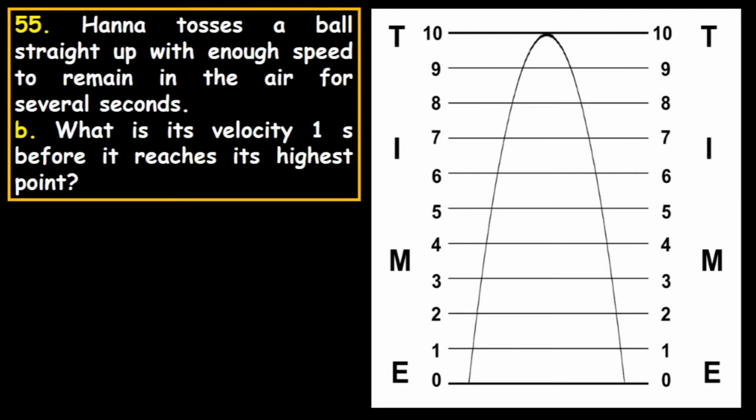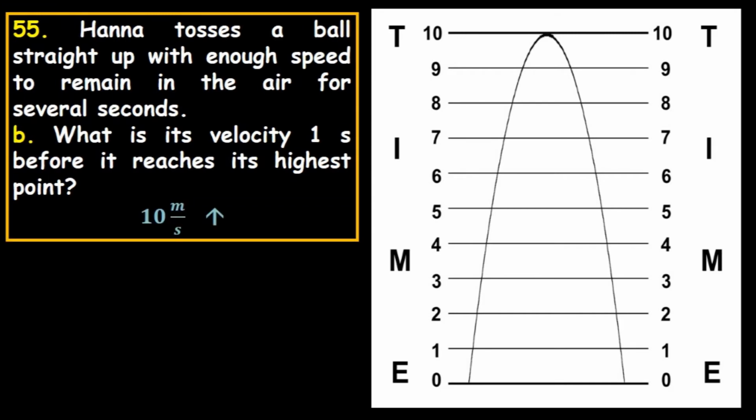But what is its velocity 1 second before it reaches the top? Well, think about it. If it's going to be 0 at the top and it loses 10 meters per second every second, it's got to be 10 meters per second going straight up, because it will lose the 10 meters per second in that 1 second to become 0.